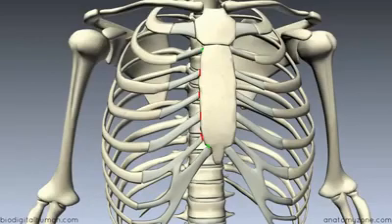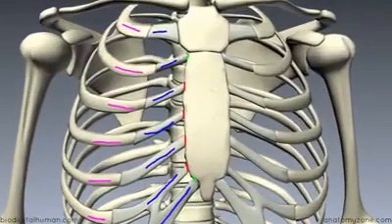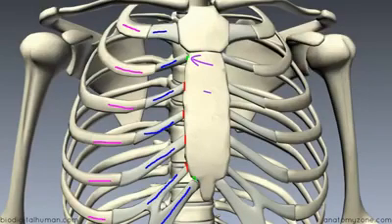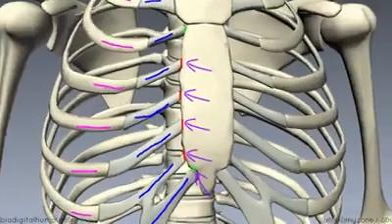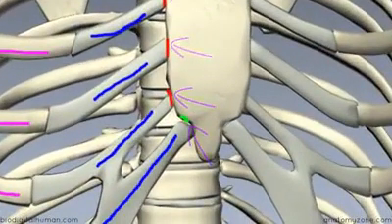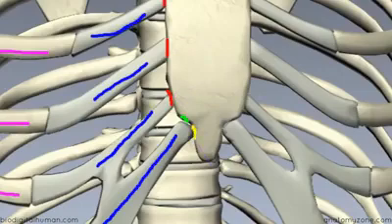So remember, you've got 7 true ribs, so 1, 2, 3, 4, 5, 6, 7. And these ribs have their own costal cartilage for articulating with the sternum. So at the top, you've got the demi-facet articulating with the second costal cartilage, and then you've got facets for articulation with ribs 3, 4, 5 and 6. And then right at the bottom of the body of the sternum, you've got another demi-facet articulating with the 7th costal cartilage. So the other demi-facet lies on the xiphisternum.